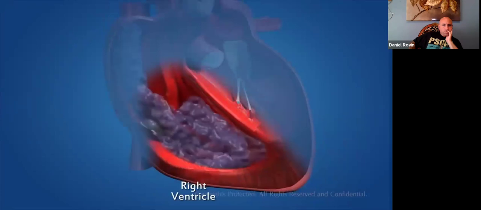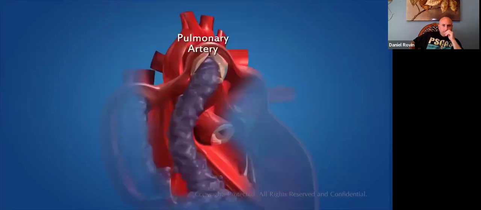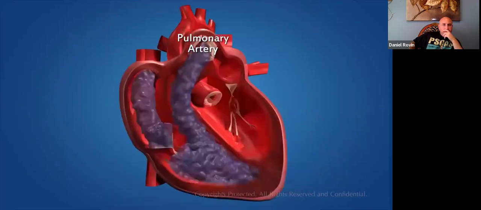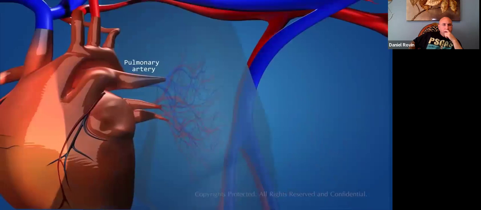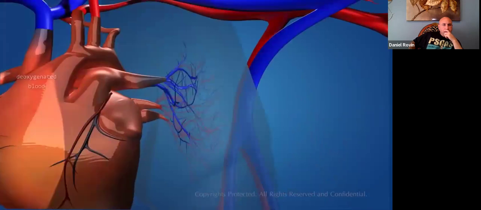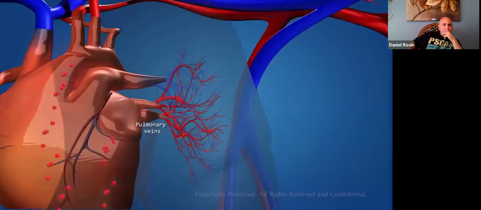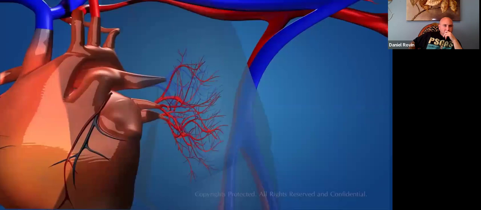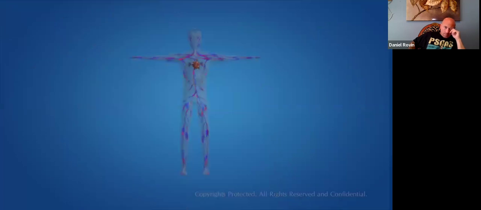The right ventricle then contracts, pushing the blood into the pulmonary artery. The pulmonary artery carries the deoxygenated blood to the lungs for oxygenation. The lungs oxygenate the blood by exchanging of gases and flows back into the heart through the pulmonary vein, and starts the circulatory cycle all over again.